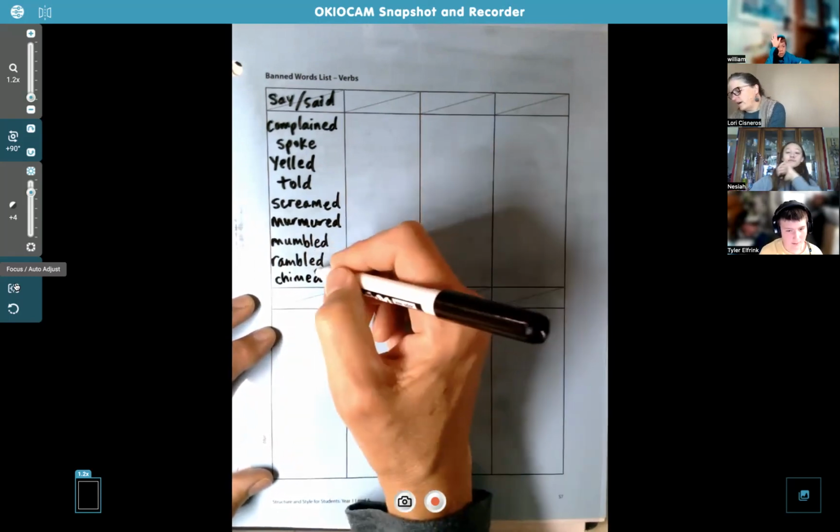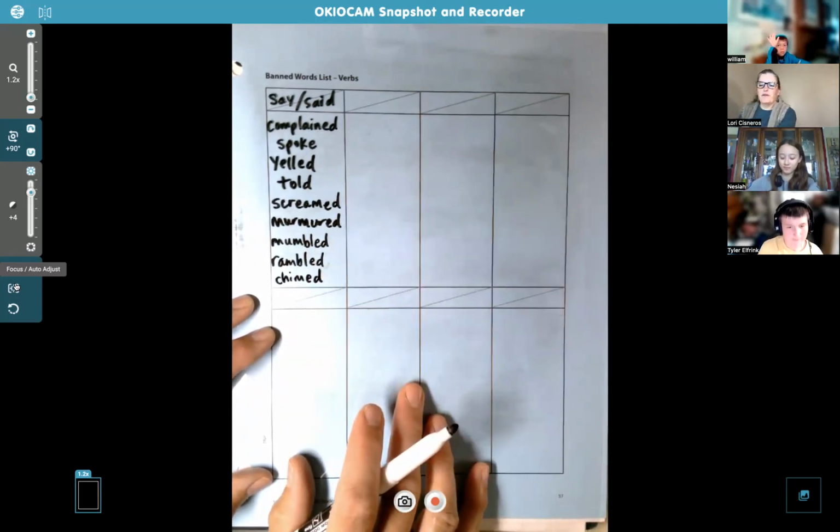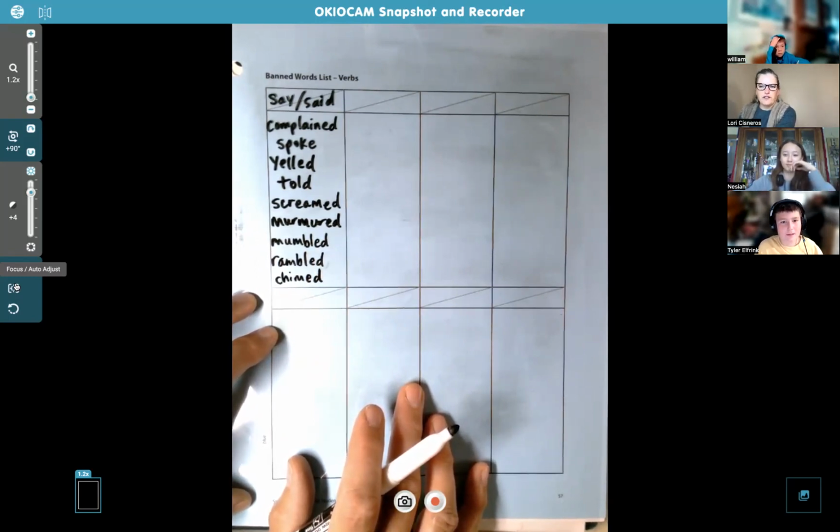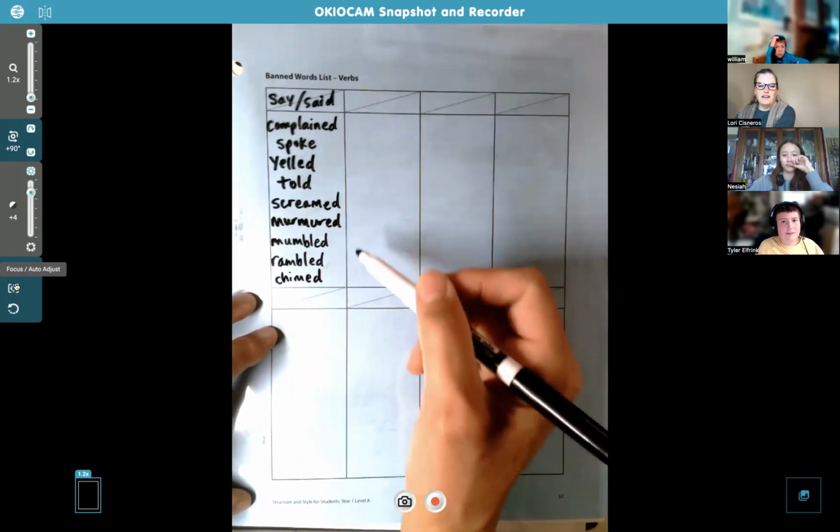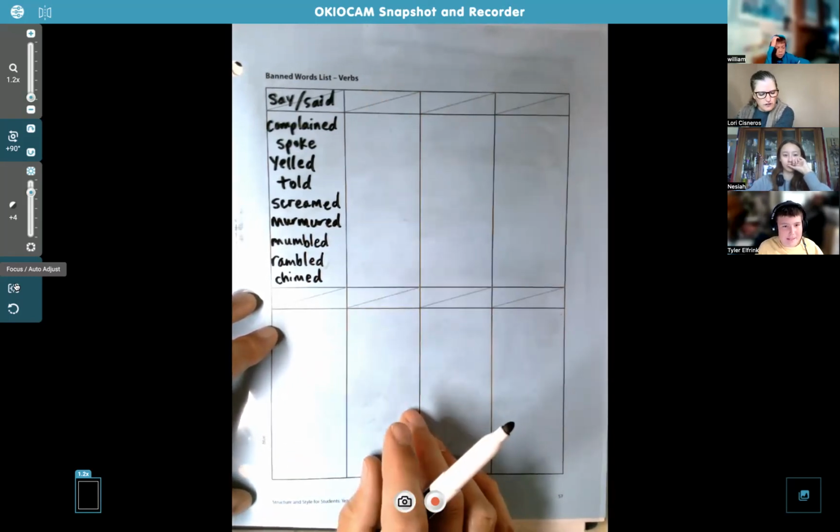Okay, that's about all we can fit. But if you're looking it up, which it sounds like you're looking up some words, you can look it up online and type in Google, what's another word for said? If you don't like any of these for your writing, you can do that.